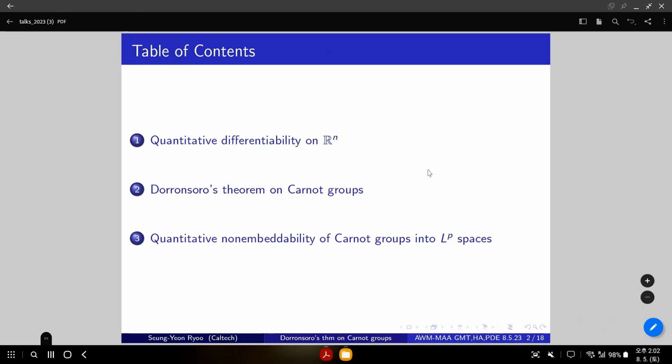My talk will consist of three parts. First, I will discuss the classical differentiability theory on Euclidean spaces. Then I will discuss Dorronsoro's theorem and objects called Carnot groups. And then I will discuss what I mean by a vertical versus horizontal inequality on Carnot groups, which tells us quantitative non-embeddability of Carnot groups into L^p spaces.